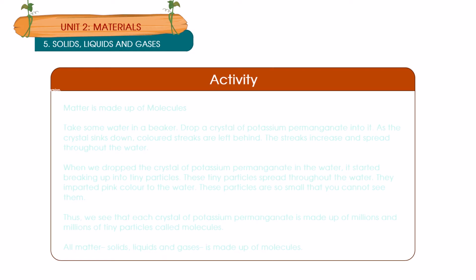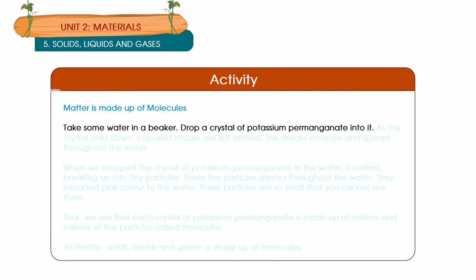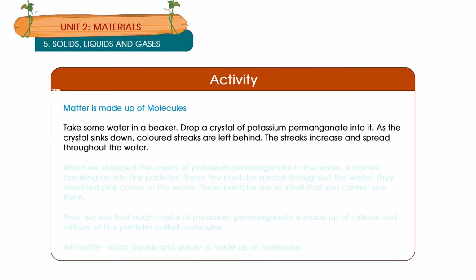Activity. Matter is made up of molecules. Take some water in a beaker. Drop a crystal of potassium permanganate into it. As the crystal sinks down, colored streaks are left behind. These streaks increase and spread throughout the water.